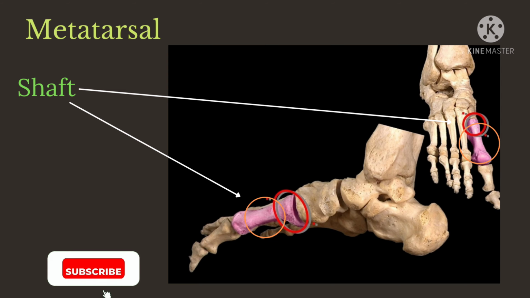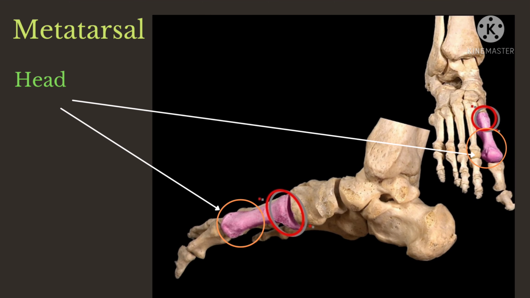Now let us see the last portion, that is the head of a metatarsal. The head of a metatarsal is the distal part of the metatarsal. As we have seen, the yellow marked portion is the head of the metatarsal. So we have studied the 3 parts: the base, then the shaft and then the head. The metatarsal is usually divided into 3 parts. Any long bone you can see is divided into base, shaft and head.